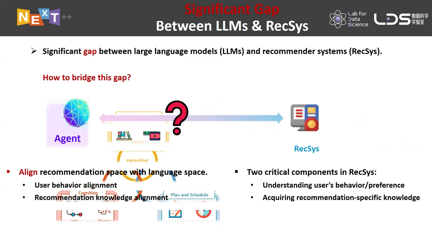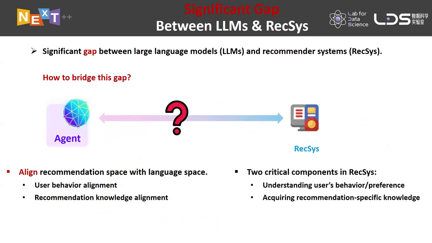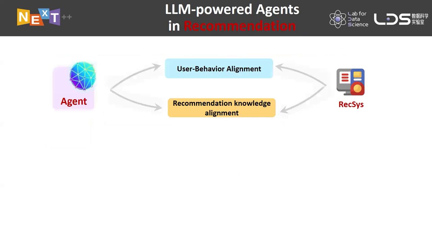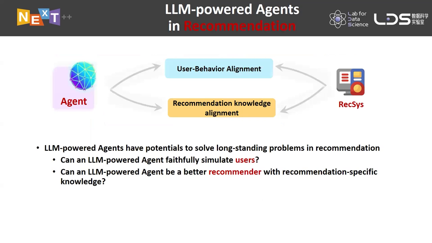And for the agent part, we need to align the recommendation space with the language space. Two things we need to do. The first is user behavior alignment with the language. And the second is recommendation knowledge alignment. Towards these two research lines, there are different questions we need to answer. The first is: can an LLM-powered agent faithfully simulate users, or get faithful user behavior? And the second question is: can an LLM-powered agent be a recommender with the recommendation-specific knowledge? The first question is, can an LLM agent act as users? And the second question is, can LLM agents be the recommender?